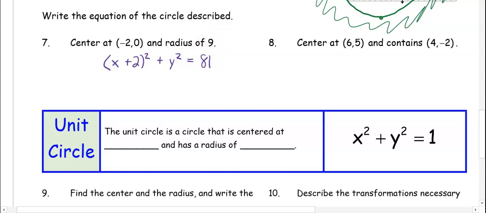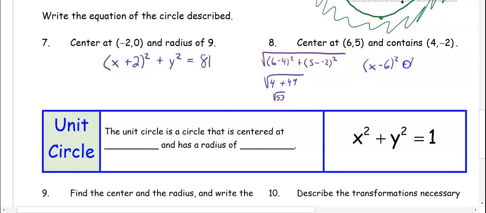In number 8, we don't have the radius yet, so we need to do the distance formula first. So we're going to have 6 minus 4 squared plus 5 minus negative 2 squared. So that gets us 4 plus 49, which is the square root of 53. So when we go to write our equation, we have x minus 6 squared plus y minus 5 squared equals square root of 53 squared, which would just be 53 because the square root would cancel out.